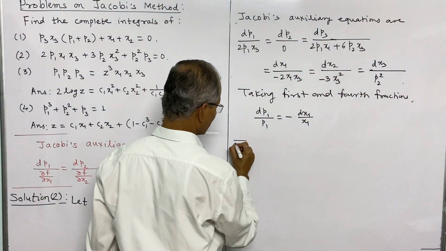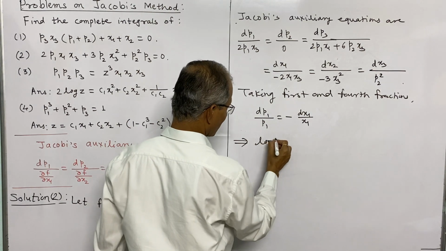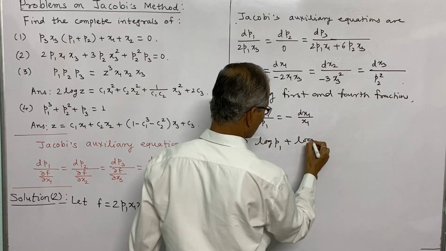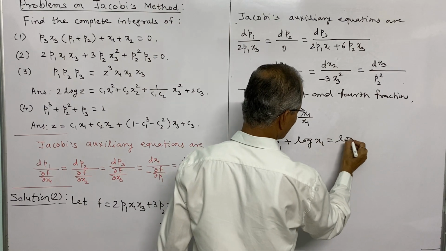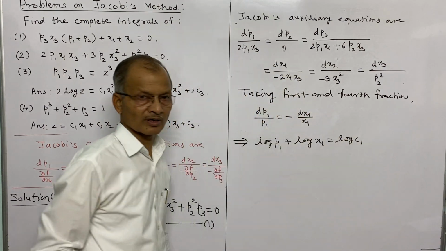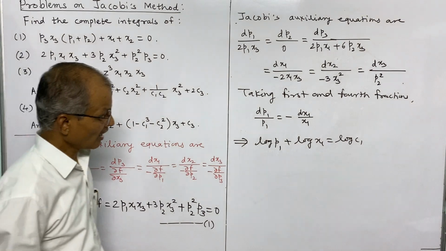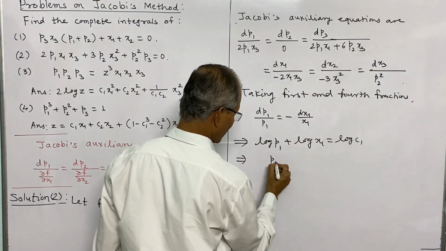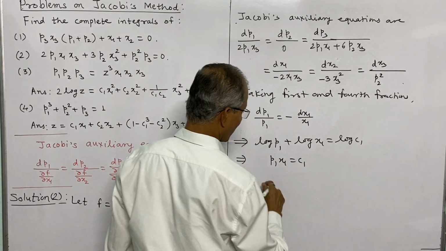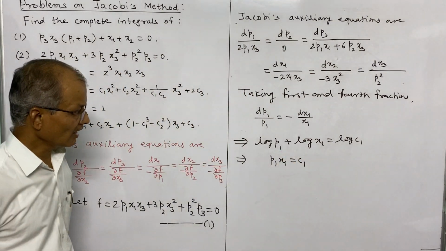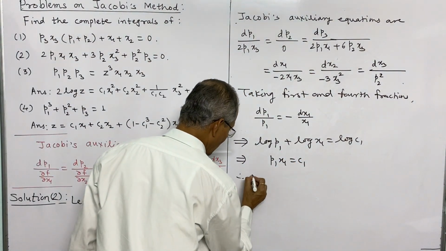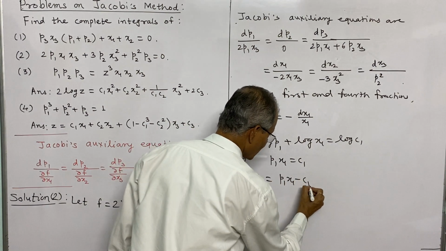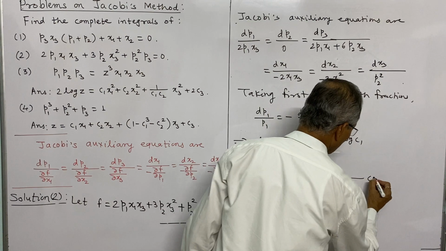Integrating, this implies log of p1, integration of this, plus log of x1 is equal to log of c1. Simple term, we have written the integration directly, and this implies, using law of logarithm, p1 x1 is equal to c1, eliminating log, and thus we take f1. So therefore f1 is this function, p1 x1 minus c1 is equal to 0. Second.